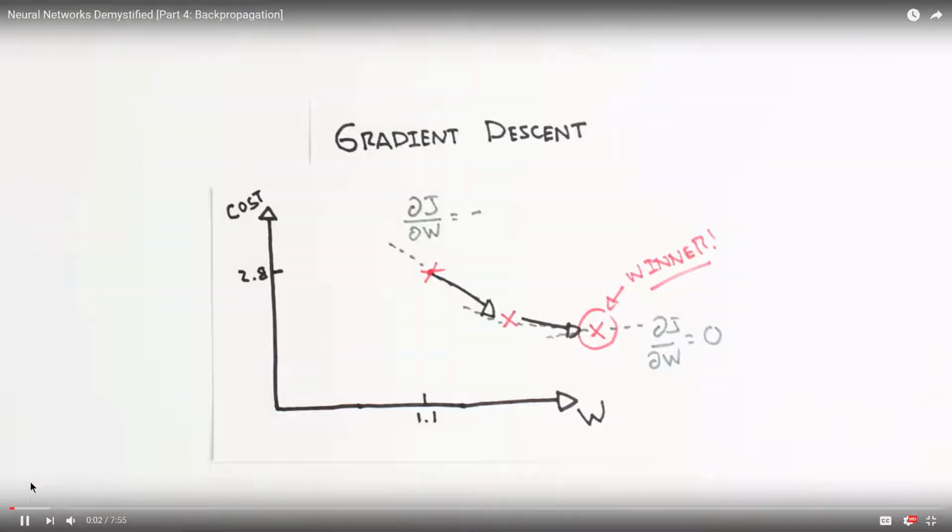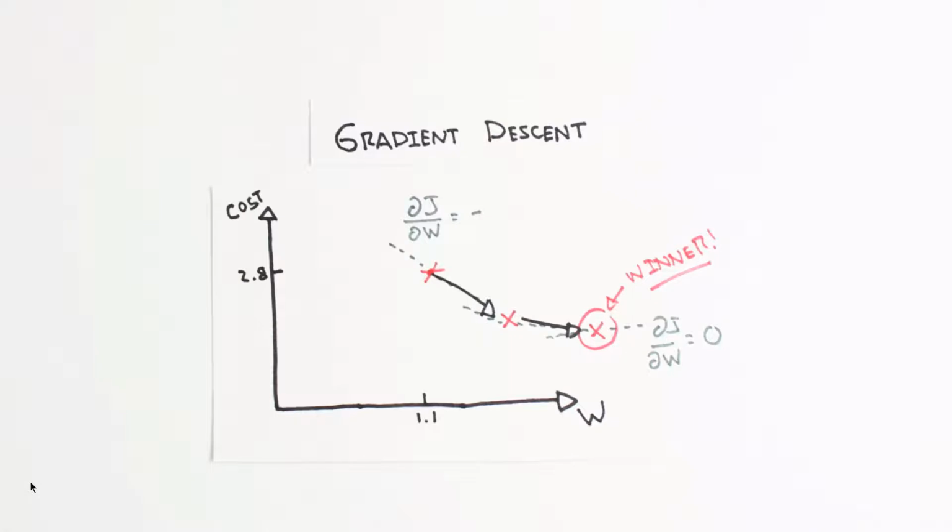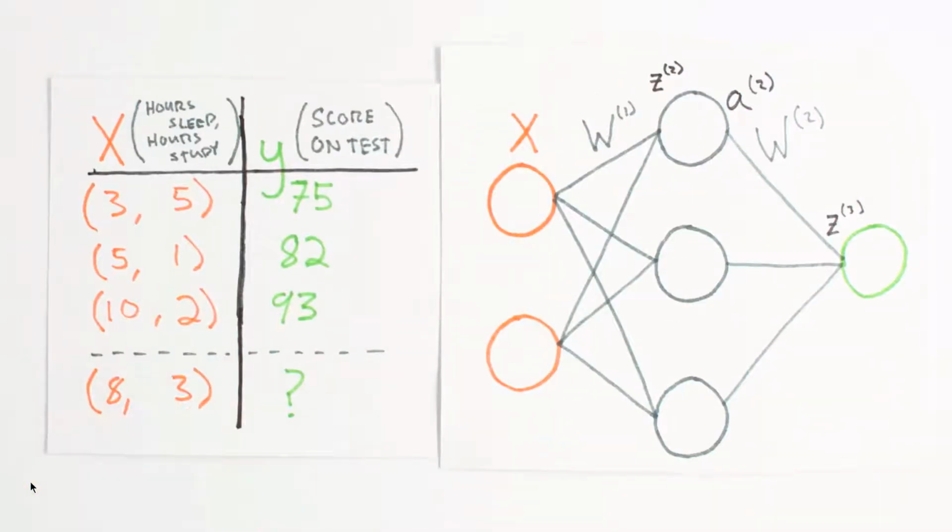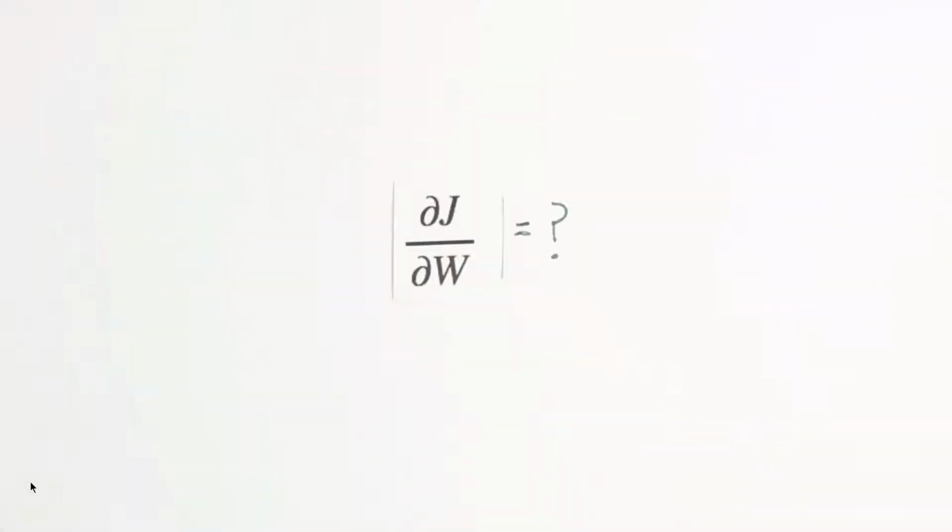We decided to use gradient descent to train our neural network so it could make better predictions of your score on a test based on how many hours you slept and how many hours you studied the night before. To perform gradient descent, we need an equation and some code for our gradient, dJ/dW.